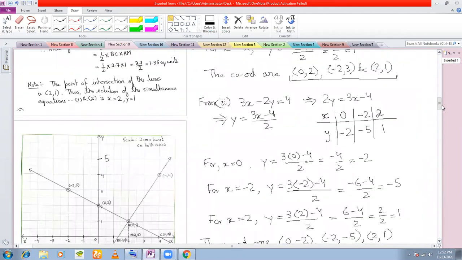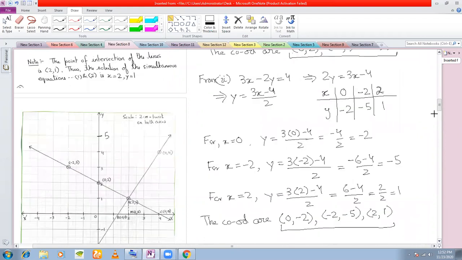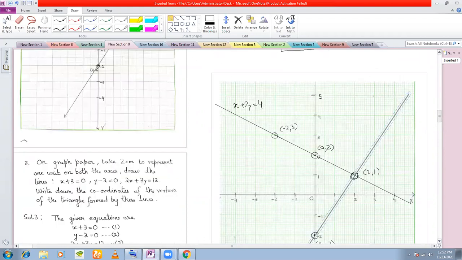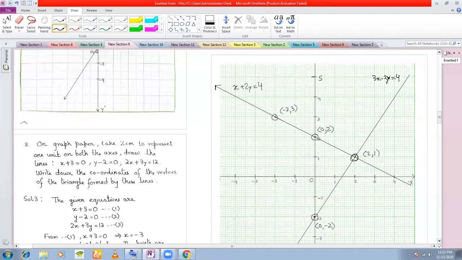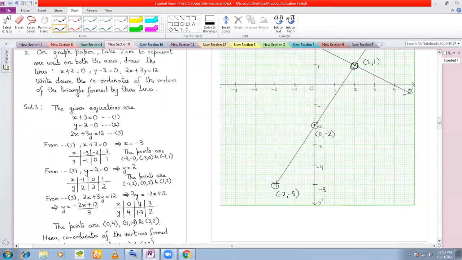This straight line here is 3x minus 2y is equal to 4. This is your straight line. Okay, and if possible you can give arrowheads here, because the line will extend till infinity. These arrowheads indicate that lines extend till infinity. Okay, so I've drawn the lines. Fine, the graphing is over.